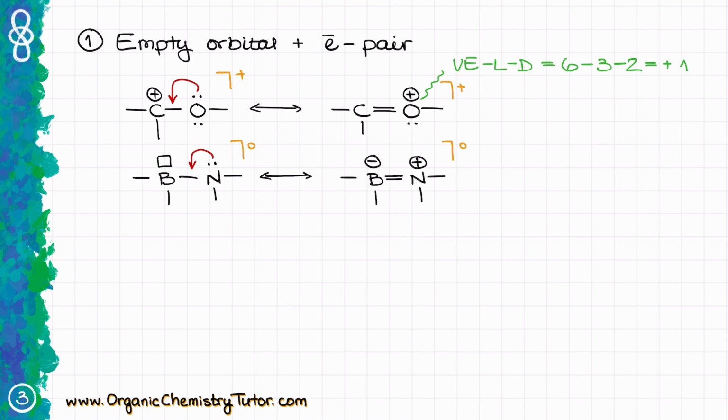So if I wanted to use an example where I draw my resonance with bond line structures, let's say I have something like this.